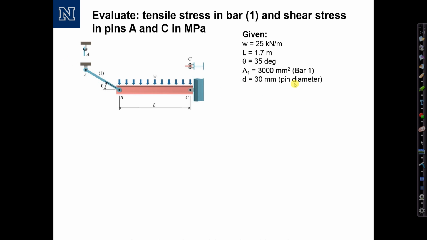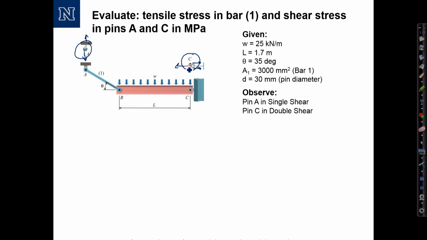We might also recognize that if we look at the pin connections in the graphics shown up here, pin A is acting in single shear because the force is transferred through the pin only at one location between these two members. However, pin C is acting in double shear because the force is transferred through the pin at two locations between the members.